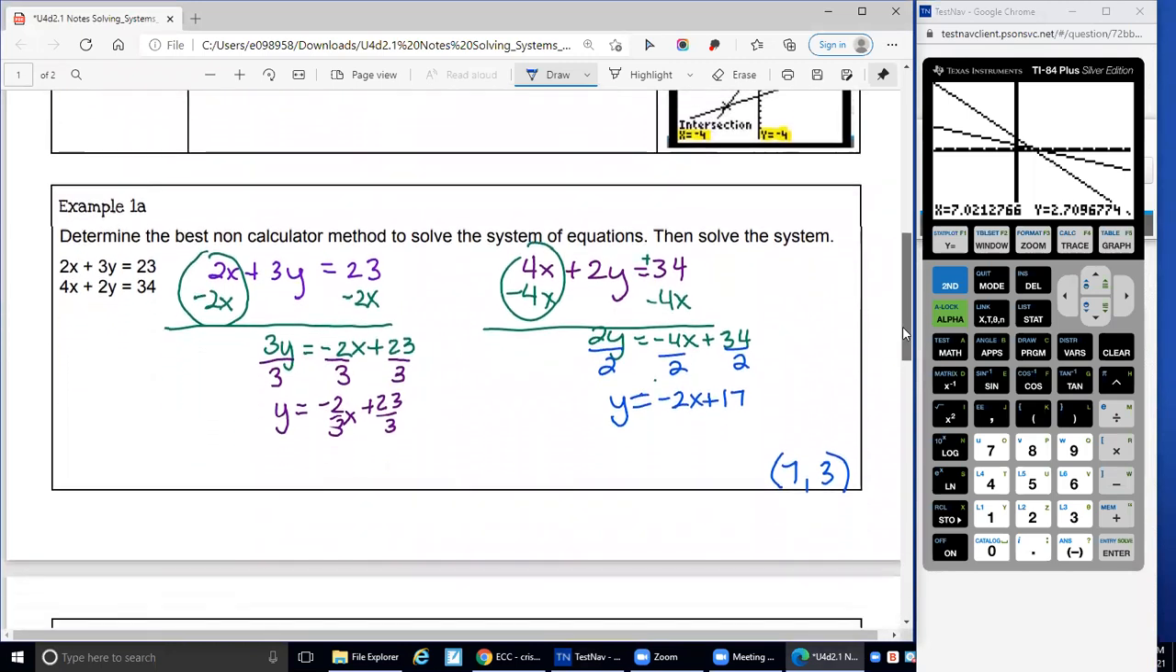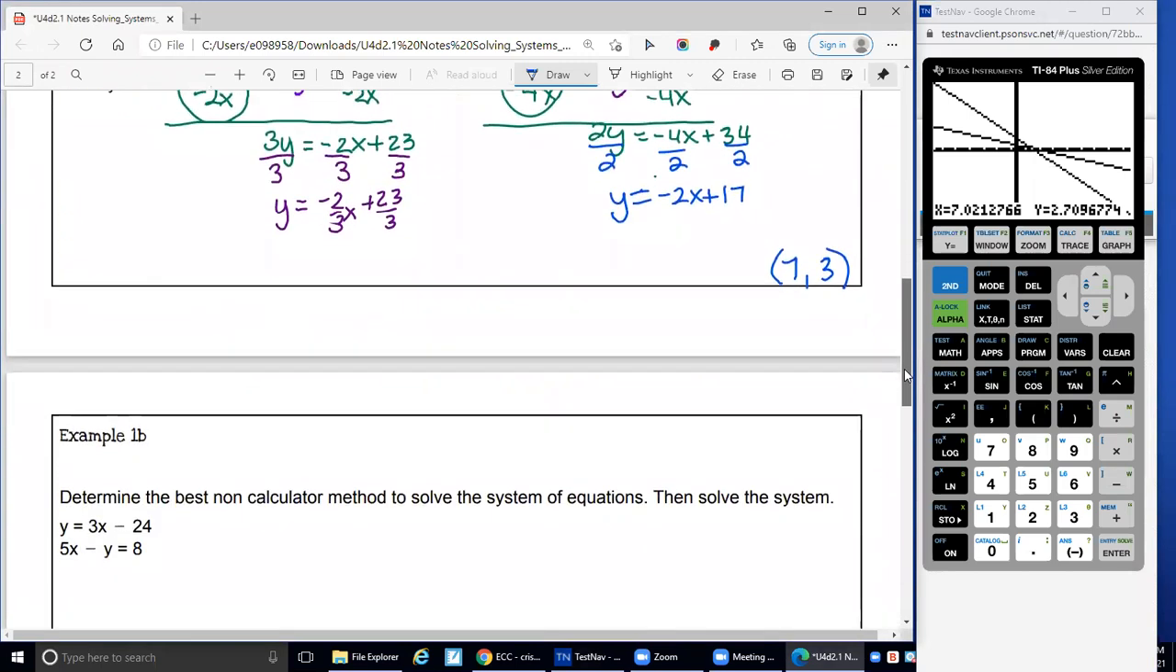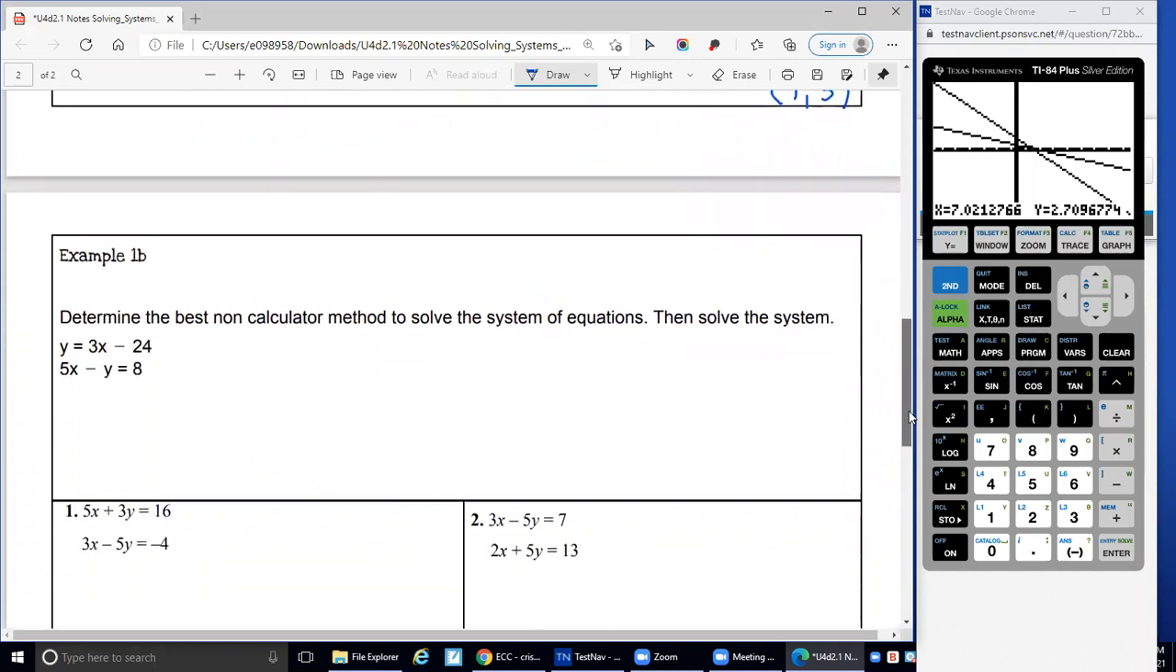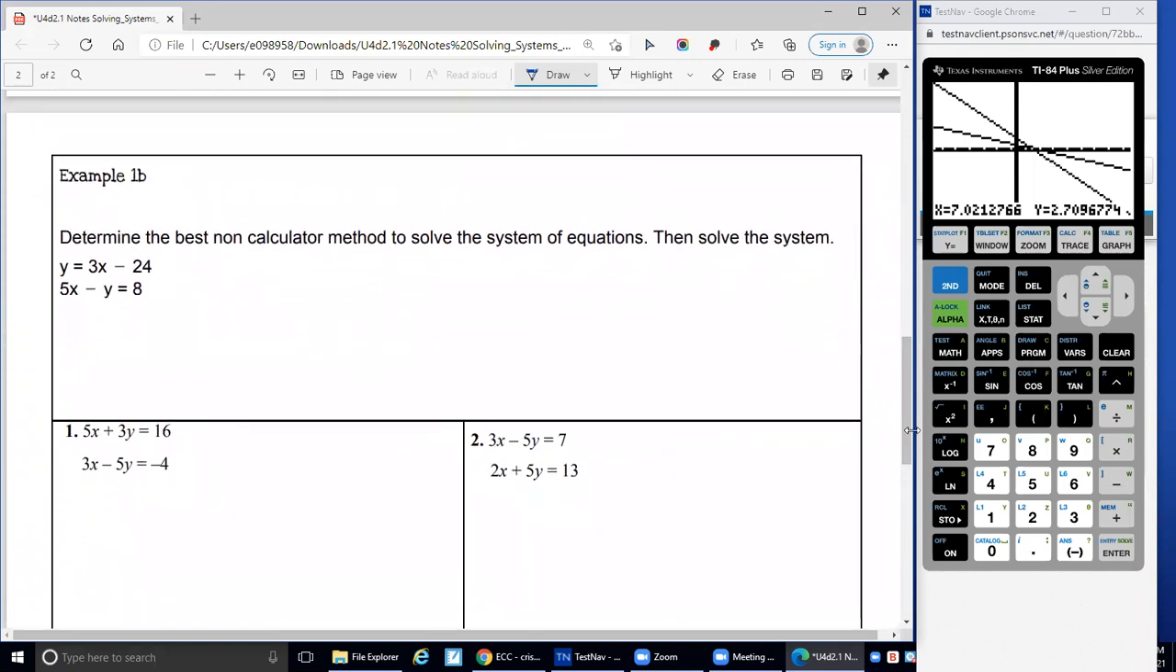Okay, so let's go ahead and look at the next one. Did you have a question, Shinwei? Okay, so let's look at example 1B. It says determine the best, don't worry about that. We just want to solve the system, okay? So this one is good, but I need to get this one into slope intercept form. I'm going to pause and let y'all practice that. Go ahead and put it in the chat when you get it.